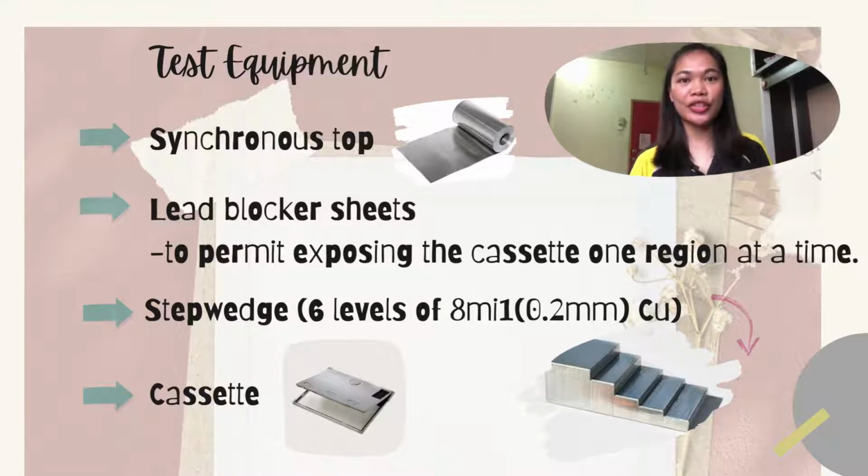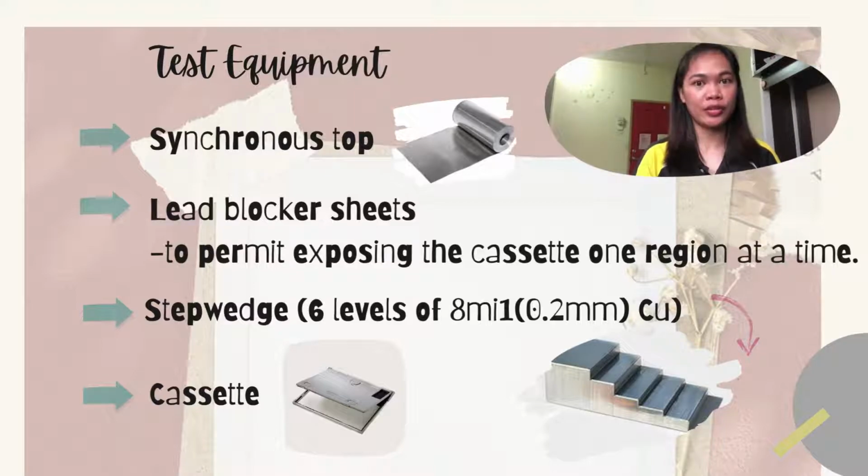Okay, now I will share about the test equipment that is needed for exposure time accuracy, which has four items. The first one is the synchronous top. The second one is a lead blocker sheet, which is to permit exposing one section of the tested film at a time. The third one is a step wedge, which is 6 levels of copper, and the last one is a cassette.